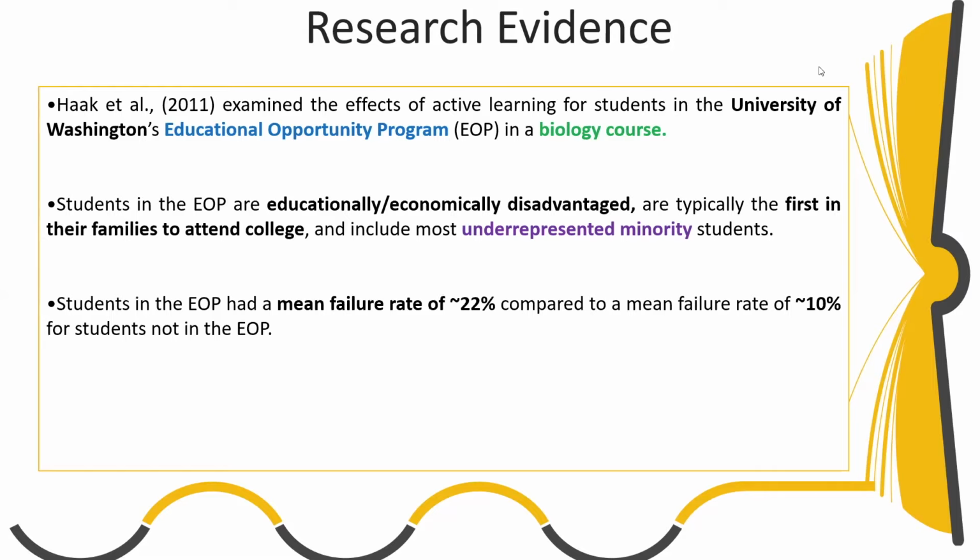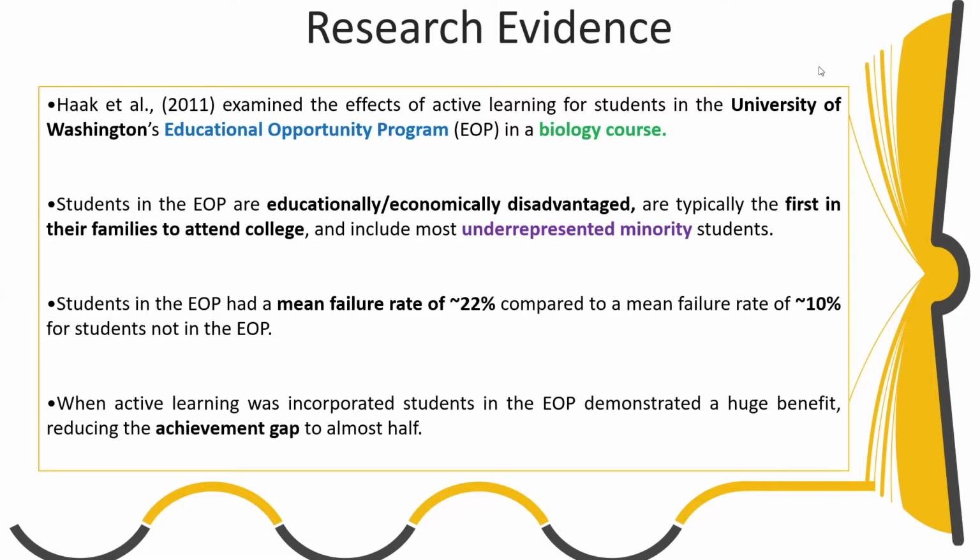Traditionally, students in the EOP had a mean failure rate of 22% compared to students in other programs who had a failure rate of 10%. When active learning strategies were introduced in the EOP program, it was seen that students who were otherwise disadvantaged economically and educationally showed a huge benefit in their learning. And the achievement gap between the EOP students and the non-EOP students reduced by 50%. So we know that this is one group of students that benefits from active learning strategy.